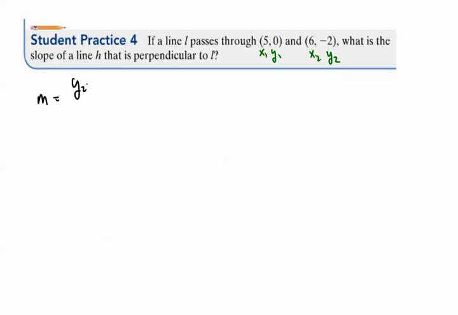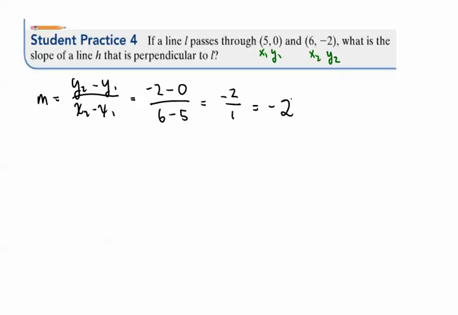M is equal to y2 minus y1 over x2 minus x1. That is the slope of the line that passes through those 2 points. y2 is negative 2 minus y1 is 0. x2 is 6 minus x1 is 5. And so negative 2 minus 0 is negative 2. 6 minus 5 is 1. So that gives me a slope of negative 2.